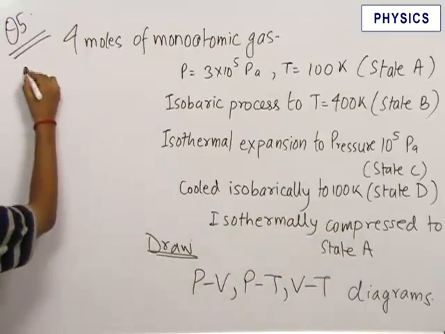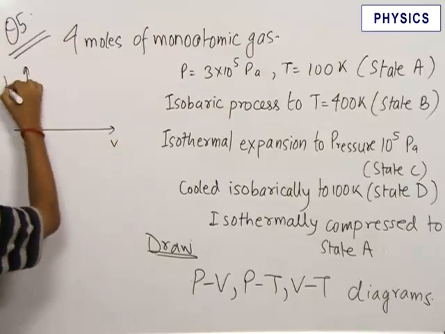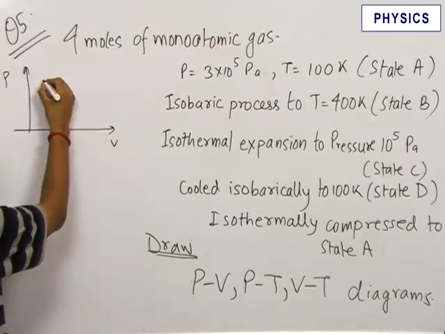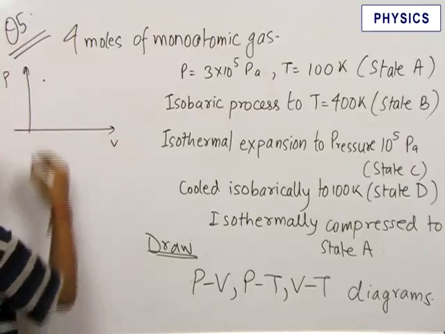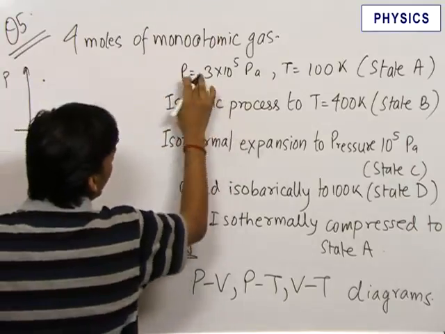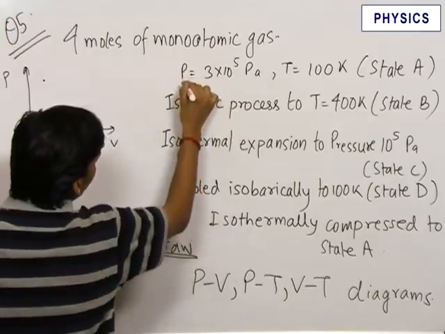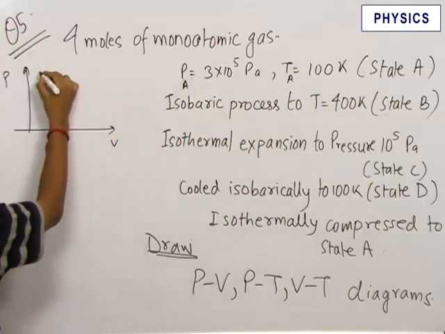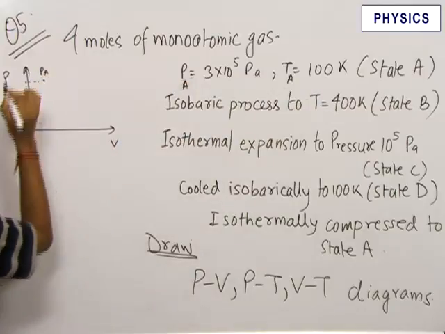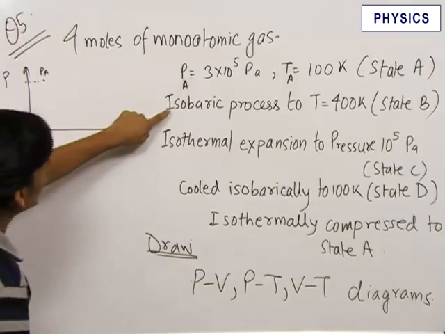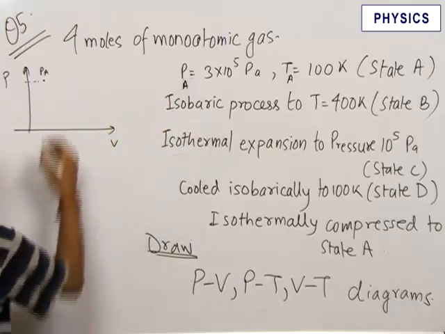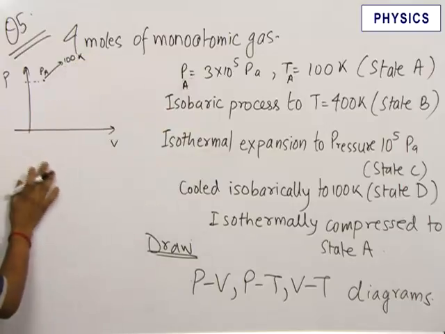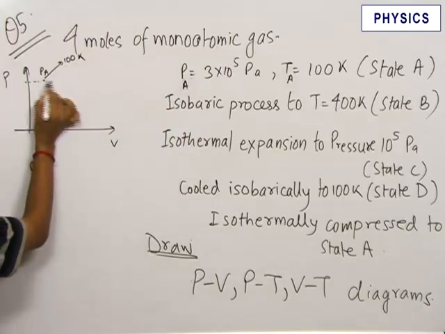So let us first draw the PV diagram. Let us see what the PV diagram looks like. The initial state was state A. Let this be pressure P. Let us call it PA and VA. This is TA. Now it undergoes an isobaric process to temperature equal to 400 Kelvin. This was 100 Kelvin. Now it undergoes an isobaric process, so it has to be along this line.